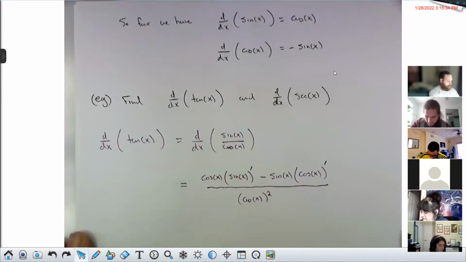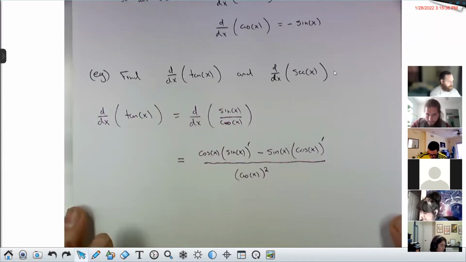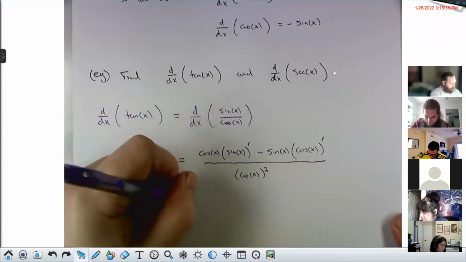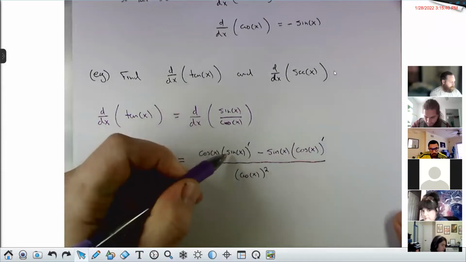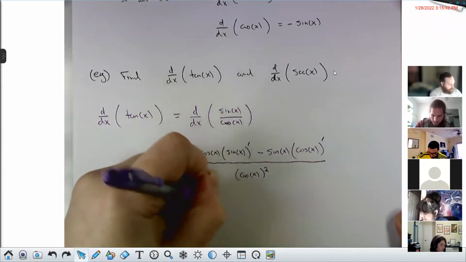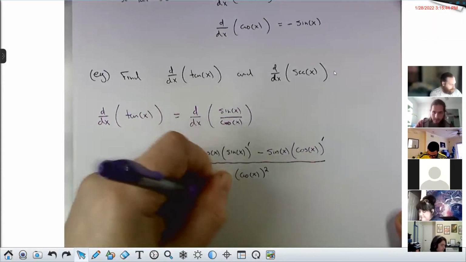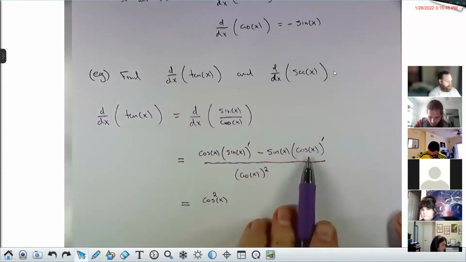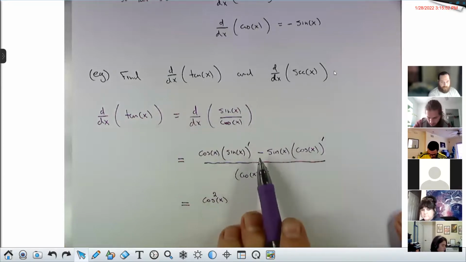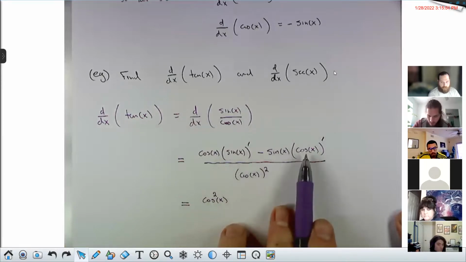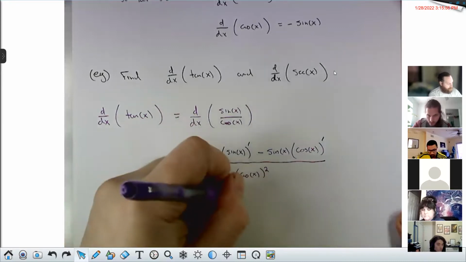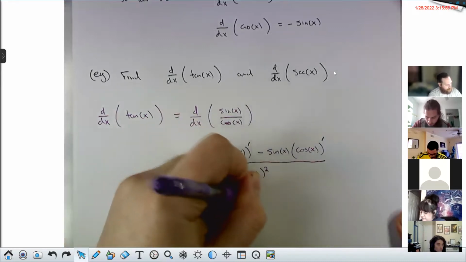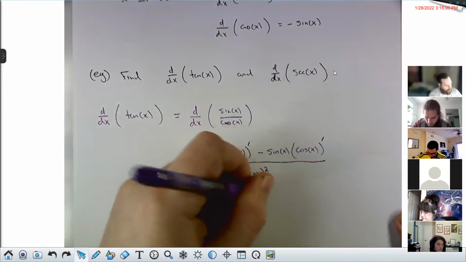And you see a theme every time I use the quotient rule, I write it out with the primes. You should do that too. The derivative of sine is cosine, so this is cosine times cosine, or cos squared. The derivative of cosine is negative sine, so this is minus sine x times negative sine x is plus sine squared x.